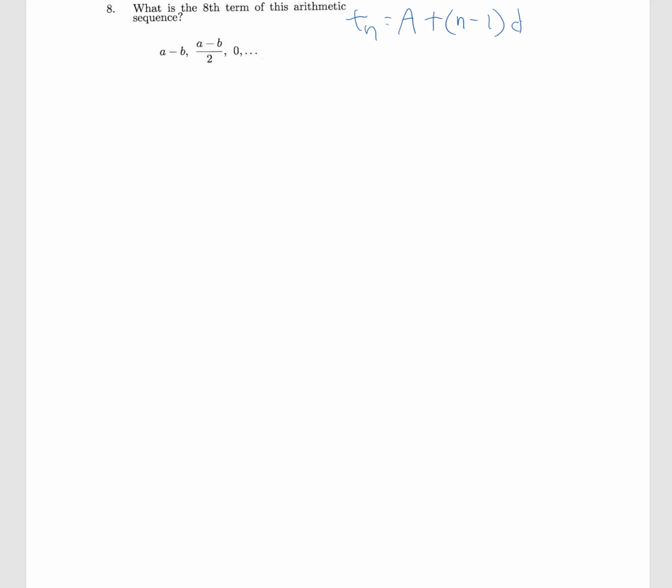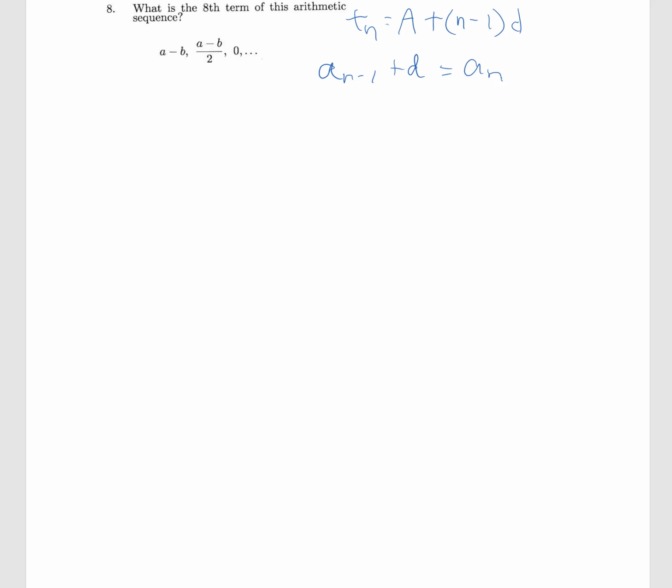Looking at this equation, we know the first term in our sequence, which is a minus b, but we don't know d. To find d, we're going to use the other thing we know about arithmetic sequences, which is that if you take any term a n minus 1 and you add d, you get the next term, which I'm going to call a n.